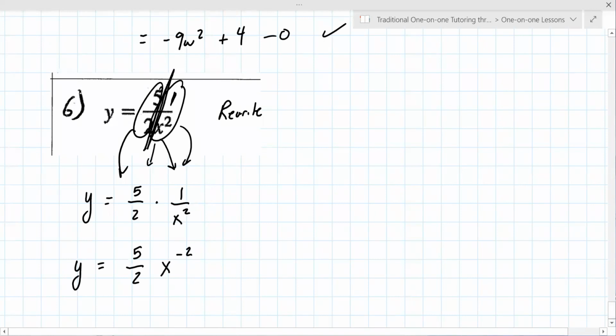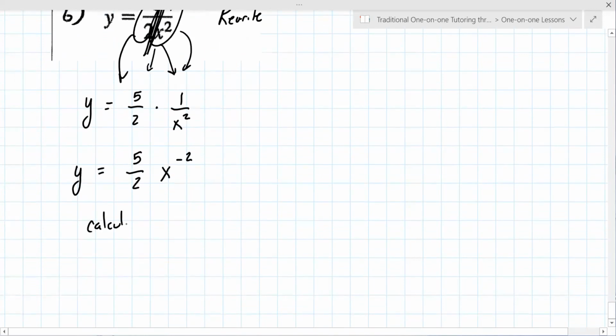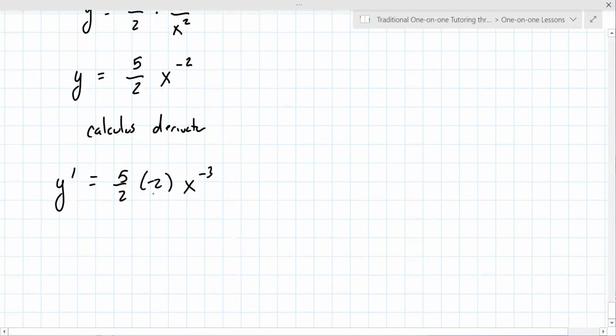Okay, so now you can do your calculus. Now you can do your derivative. So you take your y prime is 5/2 times -2 x to the minus 3 power. And then this is really minus 2 over 1. So you get minus 10 over 2. And that becomes -5 x to the minus 3.